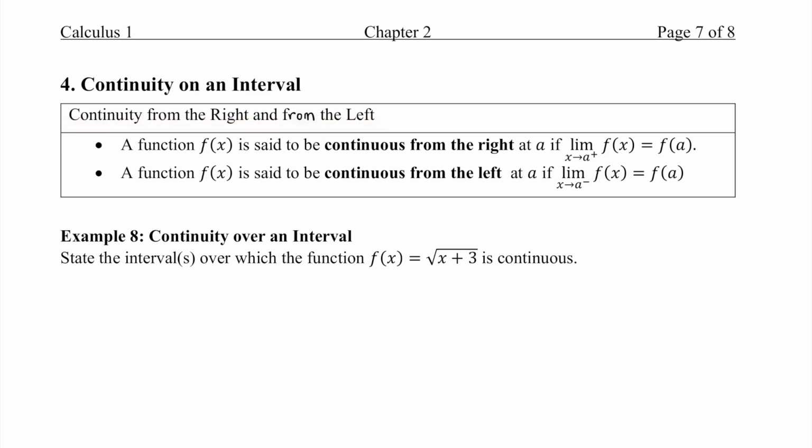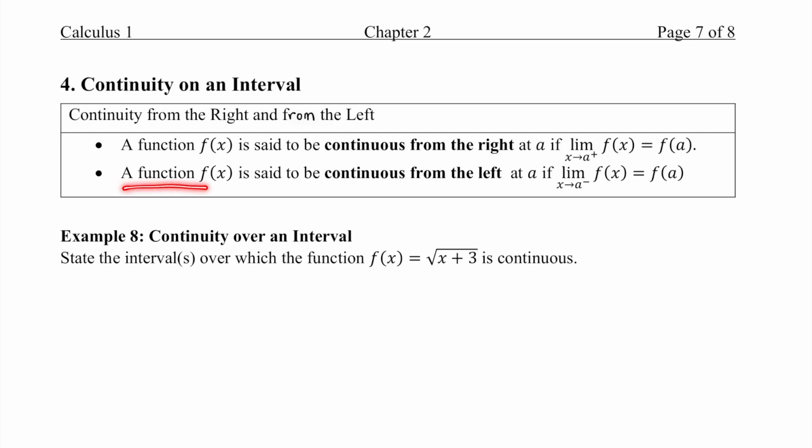A function is continuous from the right at a if the right-hand limit equals the function value. This means that when x gets close to a from the right side, the function values get closer and closer to f of a.